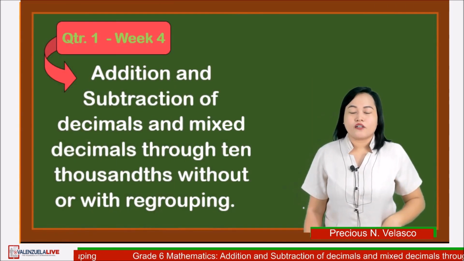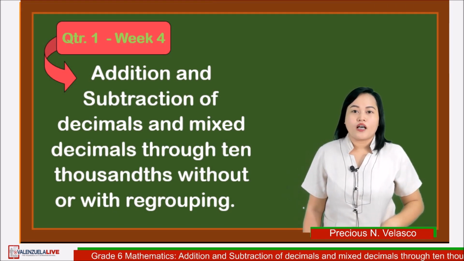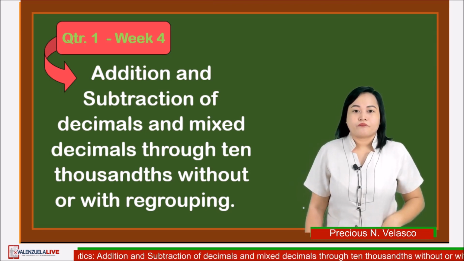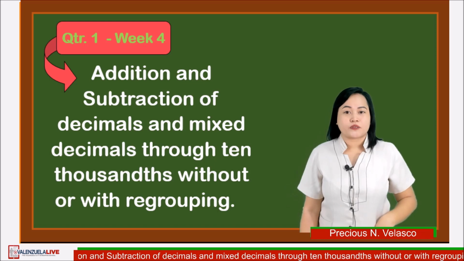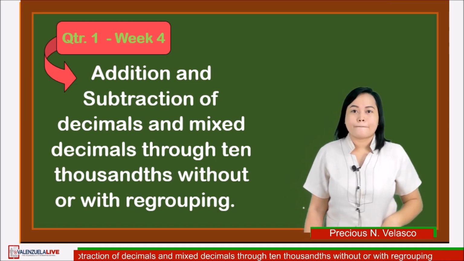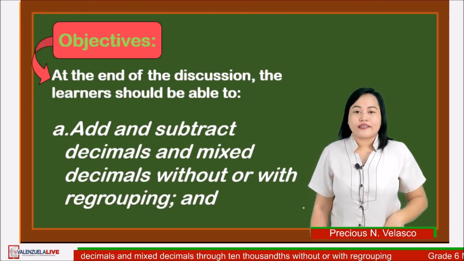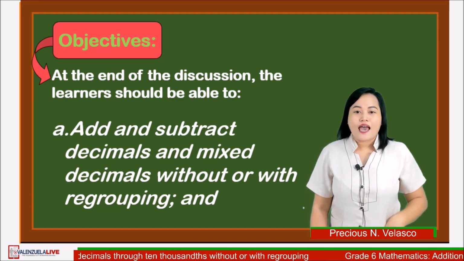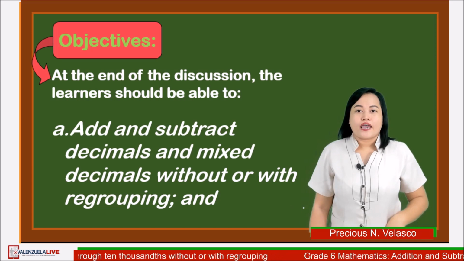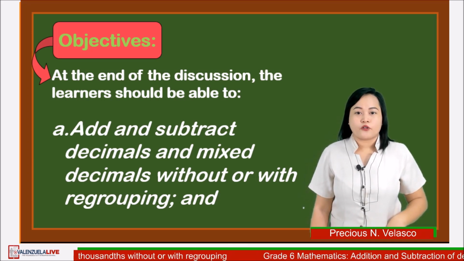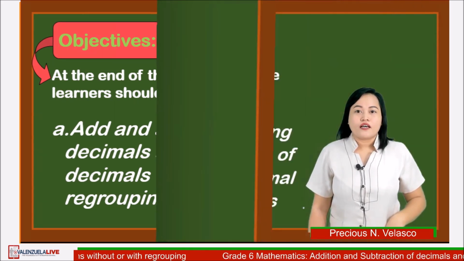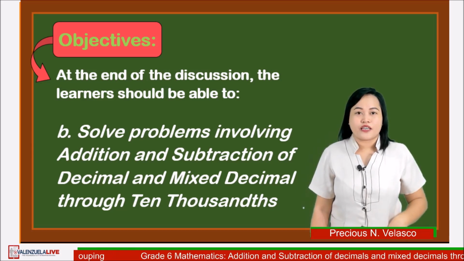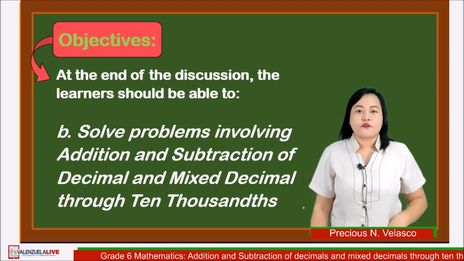So, we are still on quarter 1, week 4 of our MELC, or the most essential learning competency. So, what do we expect? At the end of the discussion, the learner should be able to A. Add and subtract decimal and mixed decimals without or with regrouping, and B. Solve problems involving addition and subtraction of decimal and mixed decimal through 10,000.